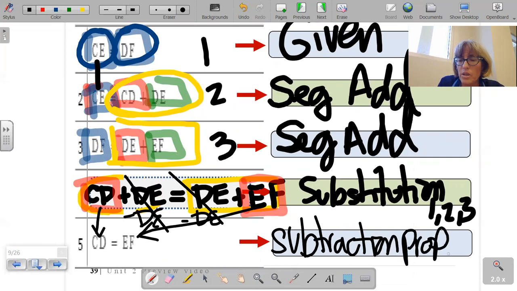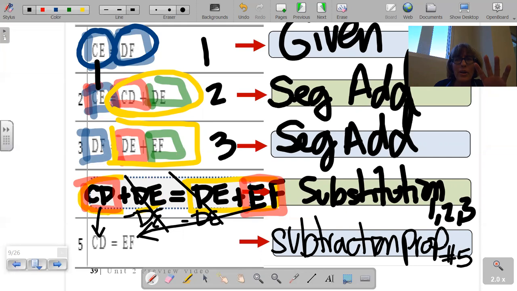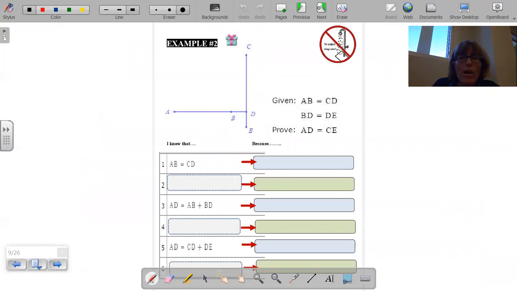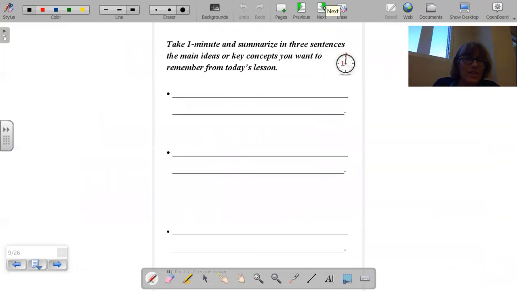Subtraction property, and we subtracted from line 5. I know this is looking weird. I promise you'll get better at it in class. Let's try one more together. That's it, just one more.